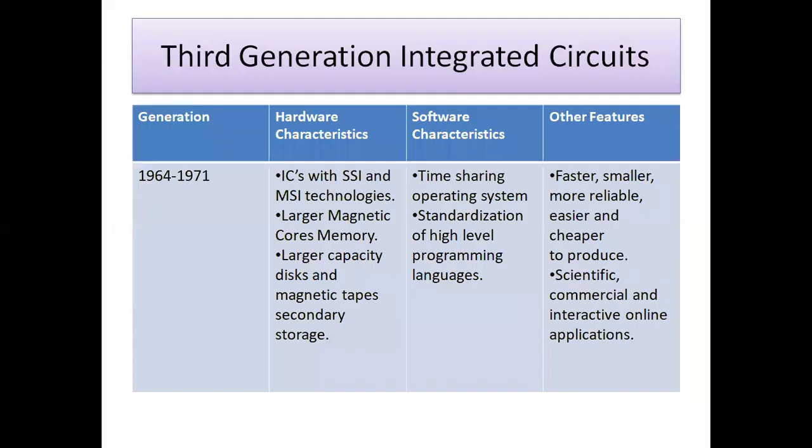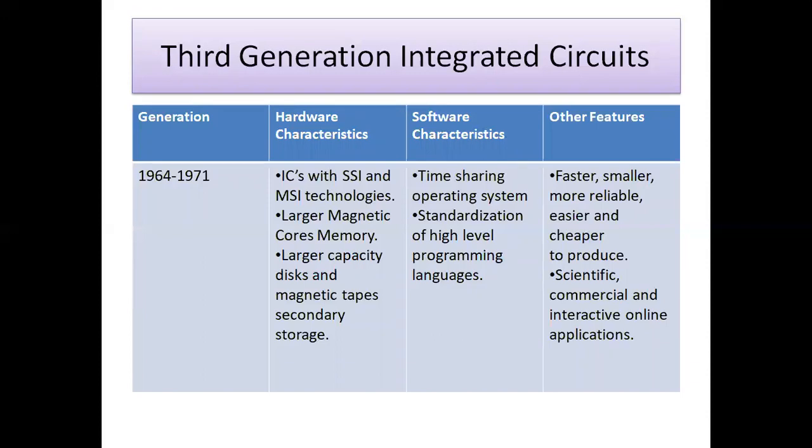Okay. Now let us see the characteristics. Coming to hardware characteristics. ICs, that means integrated circuits with SSI and MSI technologies. SSI means small scale integration, MSI means medium scale integration. These technologies are used in integrated circuits. Here, larger magnetic cores are used for memory and the larger capacity disks and magnetic tapes are used for secondary storage purpose.